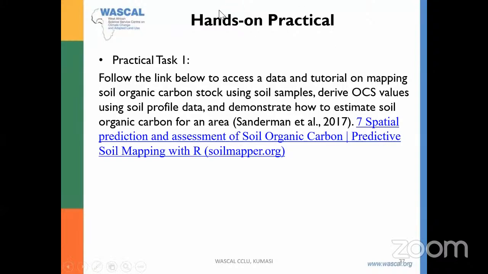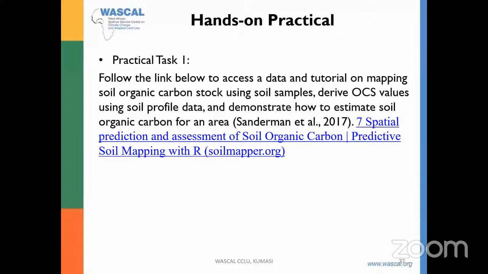In ending, there are some hands-on practicals that we can look at in soil carbon measurement using geospatial techniques. There's a link which can help us to access data in a tutorial on mapping soil organic carbon using soil samples and deriving organic carbon stock using soil profile data. This was implemented in R. The codes are there, we can perform them and see how the visualization and the models are being produced.